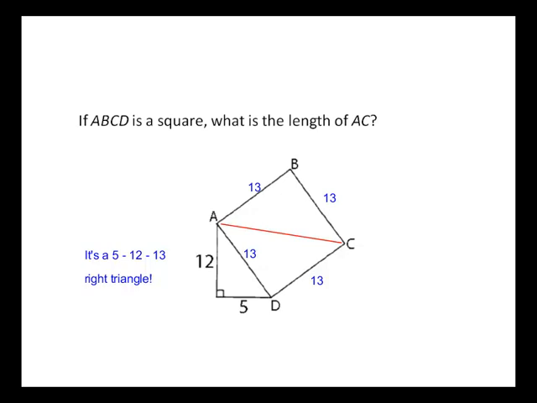So squaring 12, you get 144. Add that to 25, which is the square of 5. You get a sum of 169, and then use the square root button on the calculator to get 13.